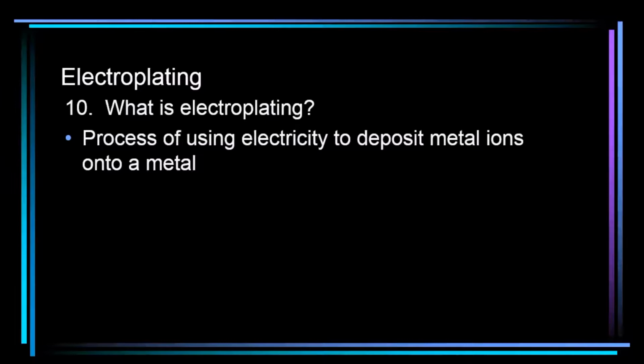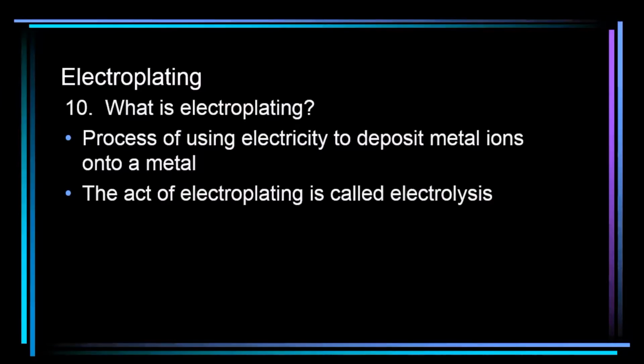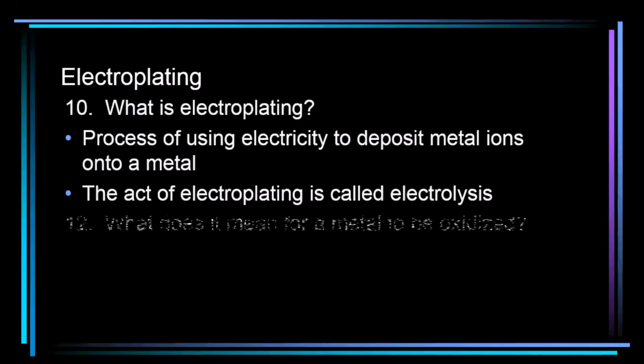So today I'm going to explain to you how they get that chrome on the surface through electroplating. The process of using electricity to deposit metal ions onto another metal. And also, you can also deposit it onto stuff that's not even metallic these days as well. The act of electroplating is called electrolysis.